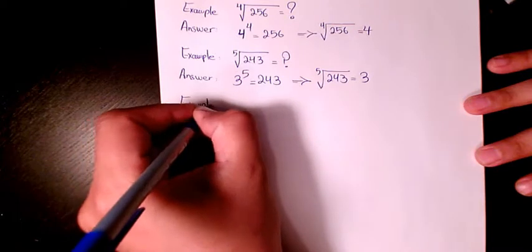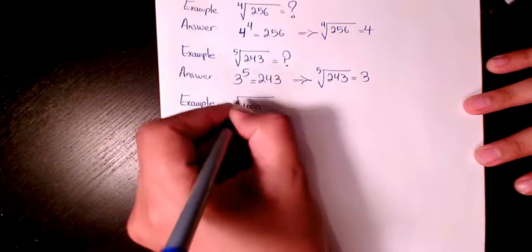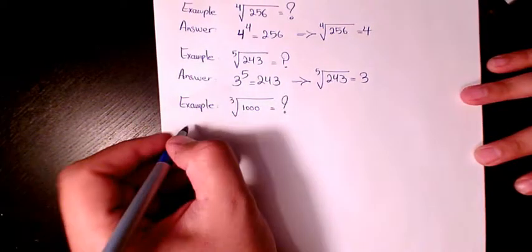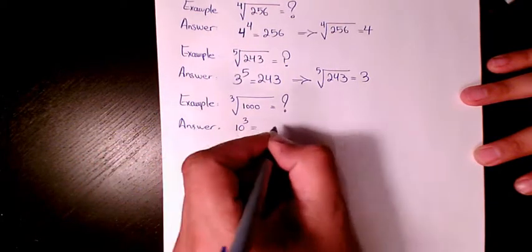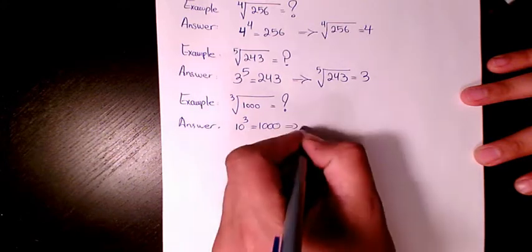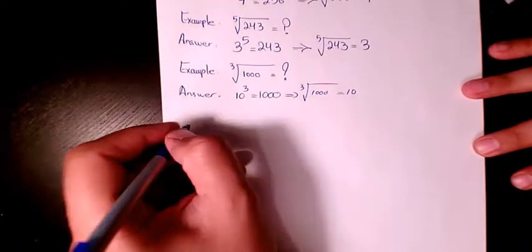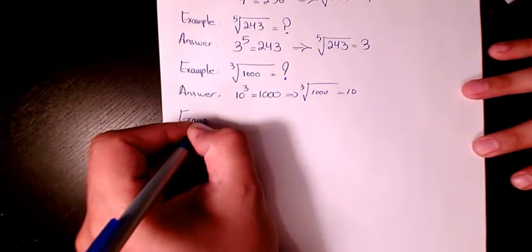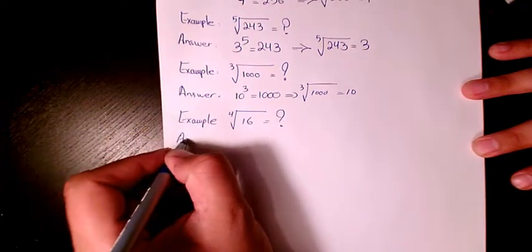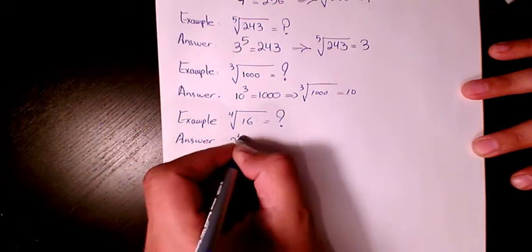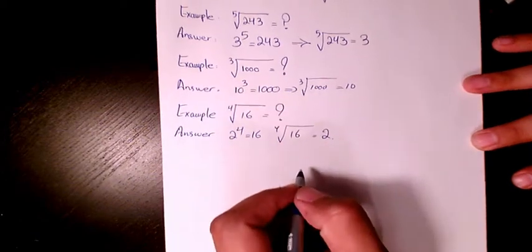Next example. Cube root or third root of 1000. This one is simple. We know 10 to the power of 3 or 10 cube will be 1000. So the cube root of 1000 will be 10. Next example. The fourth root of 16. Answer will be 2 to the power of 4 is 16. So the fourth root of 16 is 2.